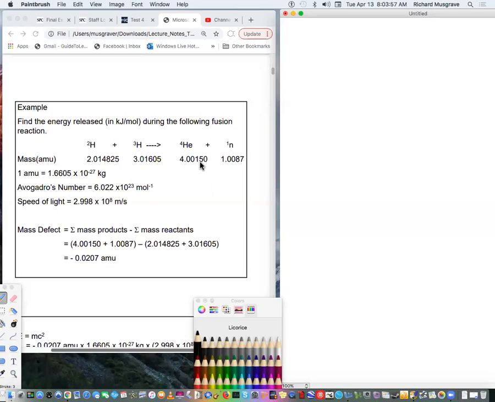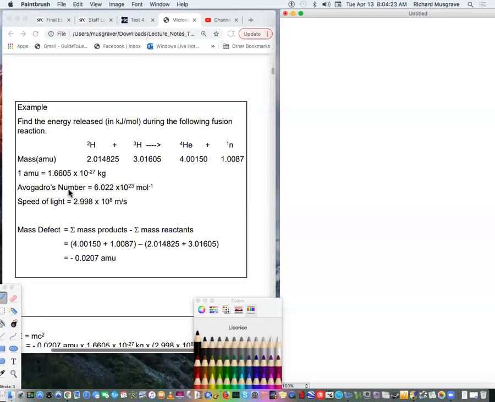So you can see here, it's not a very difficult equation to figure out mass defect. We add up everything that's on the product side, we subtract everything that's on the reactant side, and we end up getting a negative value. Now, the reason for that is because mass has been lost in going from the reactants to the products. It's this mass that ends up being converted into energy.